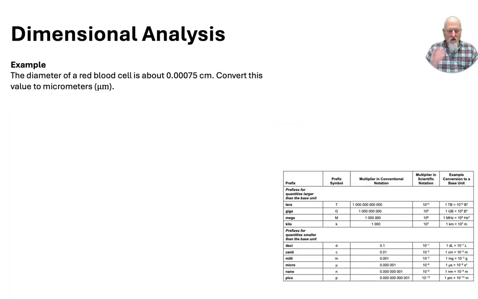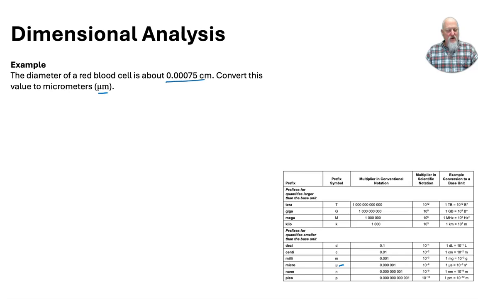All right. Let's do another example. The diameter of a red blood cell is about 0.00075 centimeters. Convert this to micrometers. Remember, micro is that weird U, Greek M actually, mu. So we can see that's right here.